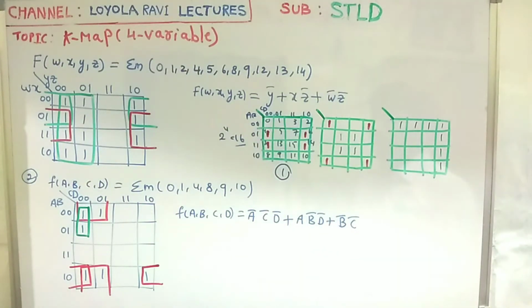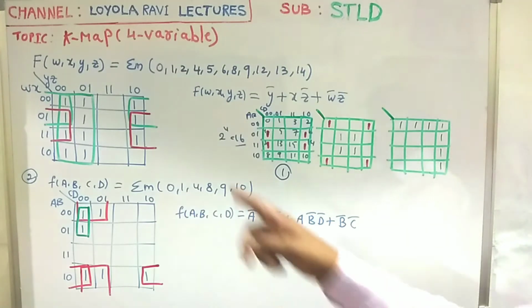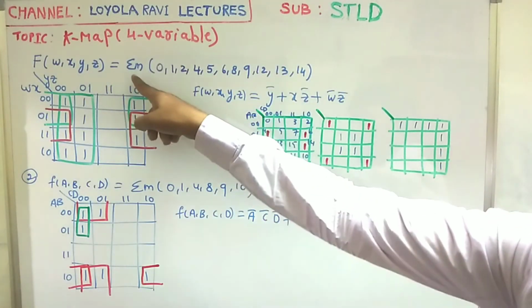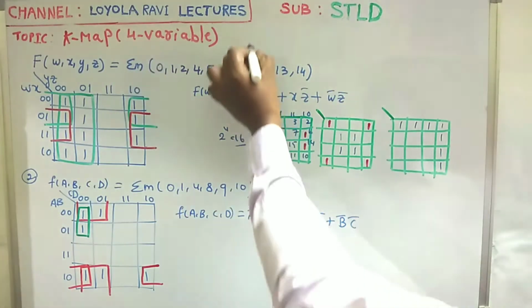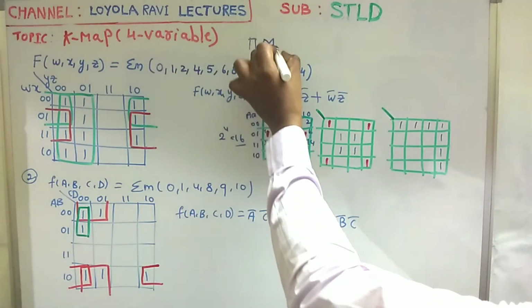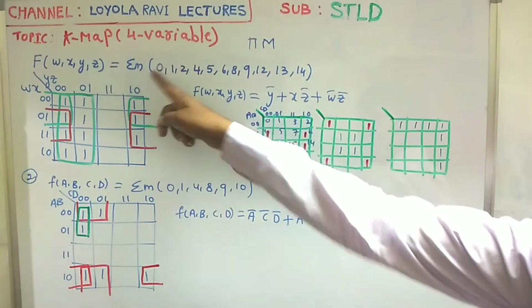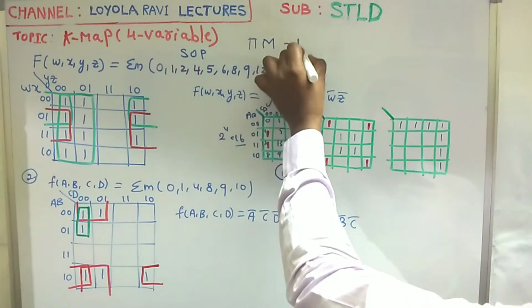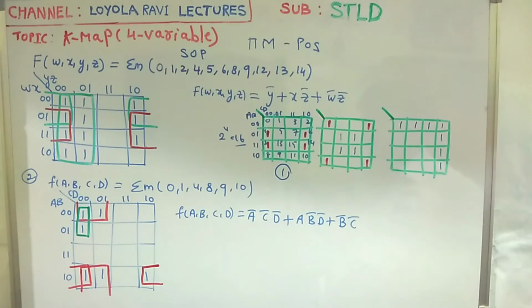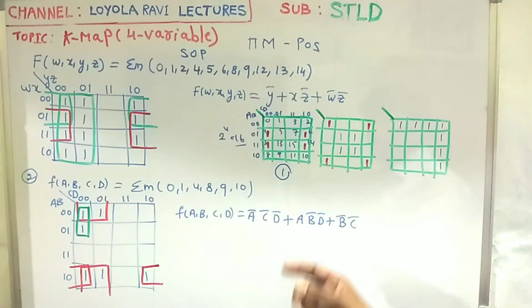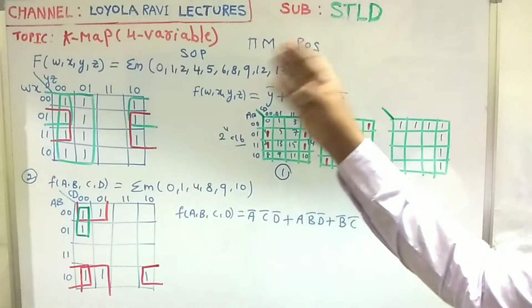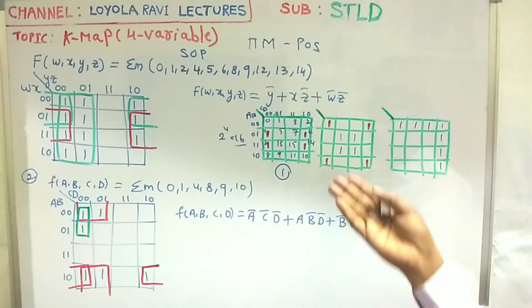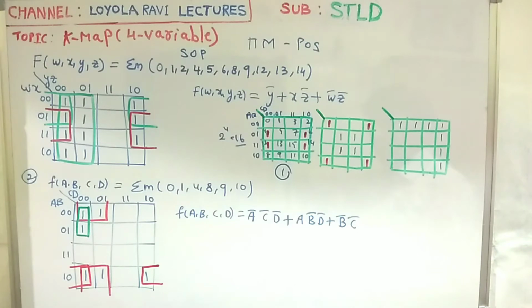These are called min terms or max terms. Sigma m is nothing but min terms, and pi m is nothing but max terms. Sigma m is nothing but SOP, sum of products, and pi m is nothing but POS, product of sums. Already you know about SOP and POS terms. For any SOP or POS, you can use the K-map and simplify any Boolean expression in the form of sigma m or pi m.